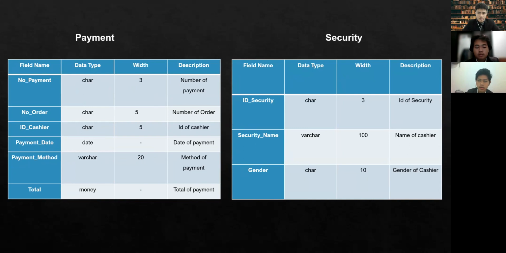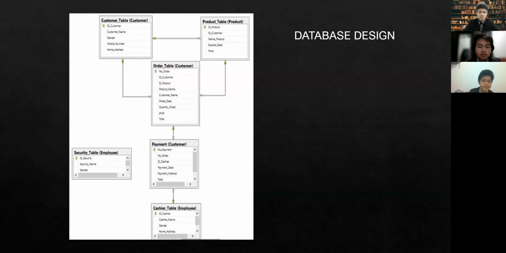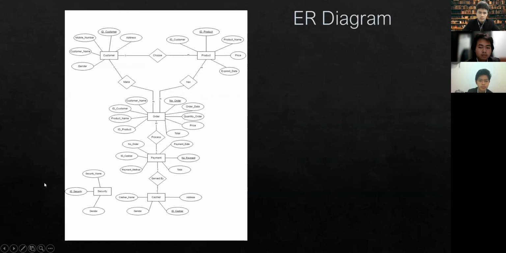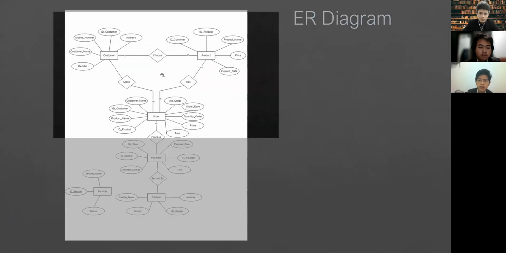The table is security. The file name is ID security, security name, and gender. The example for ID security data type is char and width is 3 and description is ID of security. And this is a correct example for database design. Next. And this is a correct example, the ER diagram.